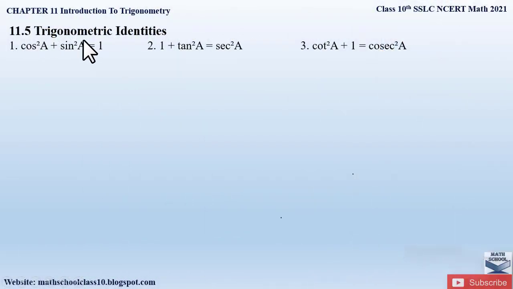Section 11.5 from chapter 11, Introduction to Trigonometry says trigonometric identities. So there are three trigonometric identities, that is cos square A plus sin square A is equal to 1. The second trigonometric identity is 1 plus tan square A is equal to secant square A, and the third trigonometric identity is cot square A plus 1 is equal to cosecant square A. So in this video we are going to prove these trigonometric identities one by one.